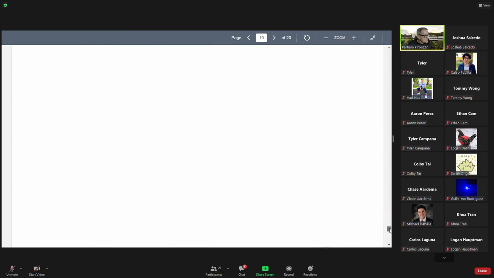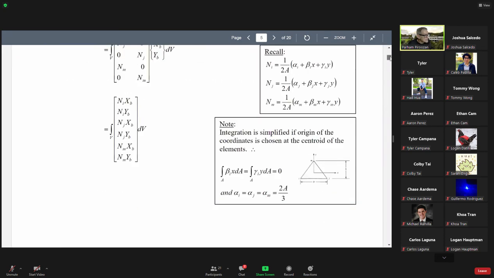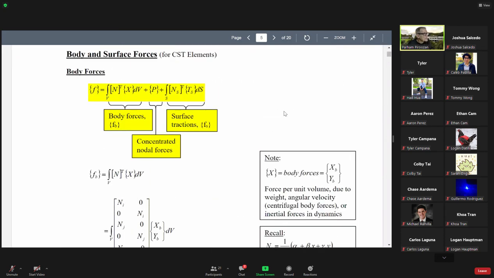All right, so today, briefly reviewing, we discussed this one. We started with, of course, potential energy formulation. We found the element stiffness matrix. This was the force vector. And we looked at body forces and surface forces.